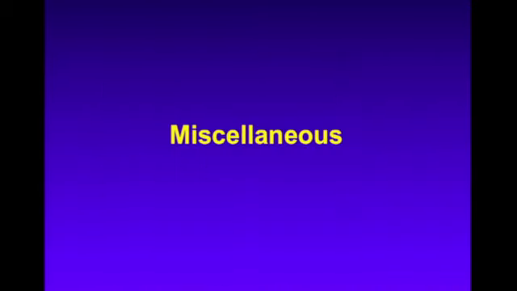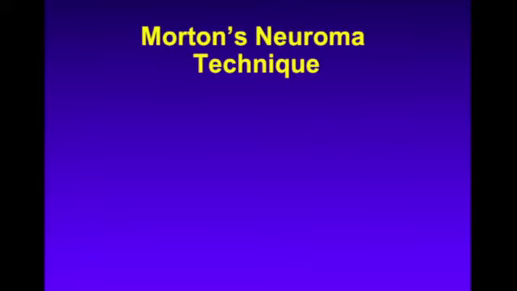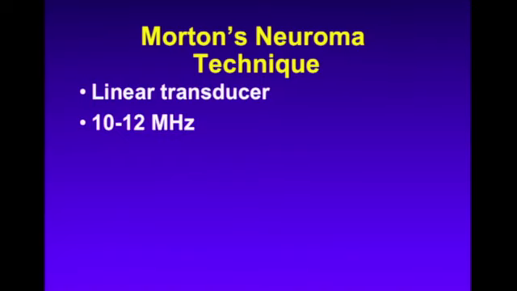And then a miscellaneous condition that's very important to look at here is Morton's neuroma, because this is such a common cause of neuropathy in the ball of the foot. It presents with difficulty walking because of pain and numbness, almost feeling that a patient is walking on a pebble. It can be very, very annoying, and also it's very common. We look at these with linear transducers, usually in the 10 to 12 megahertz range.